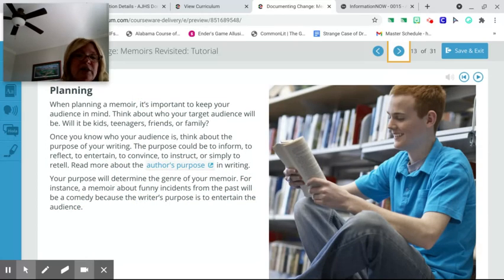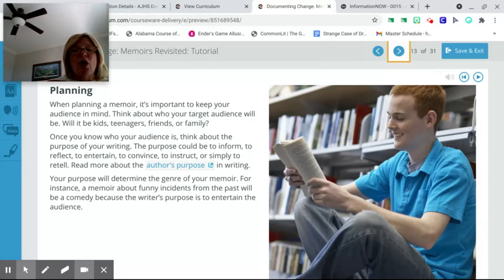You want to keep your audience in mind. Think about who your target audience would be. Are you writing to kids? Would you want to write to teenagers, friends, or family? You can decide that, okay? Because how you write to those different audiences might be different. The way that you write to younger people, elementary school children, might be different than how you would write it if you were writing it to a family member, like a parent or a grandparent.